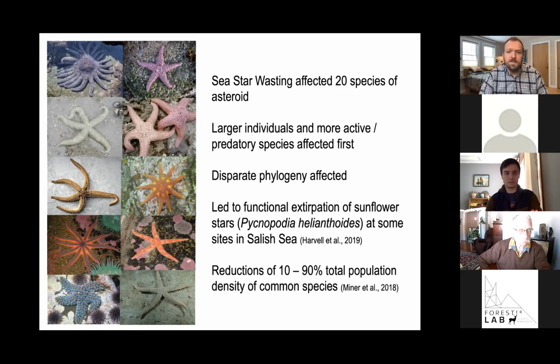And it resulted in reductions of about 10 to 90% of the total population of common species, including this one, the Pisaster ochraceus, the ochre star. So it had this really big effect on sea star populations, affected a very wide range of them, not altogether similar or phylogenetically related. And so the big question was, well, what's causing this? What is the big factor that's leading to this mass mortality event?